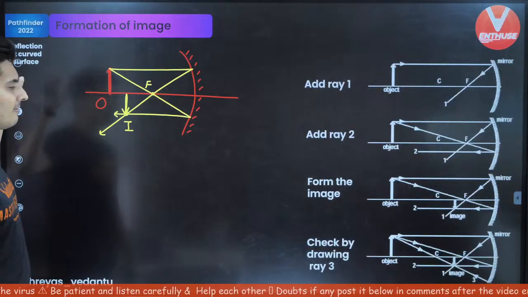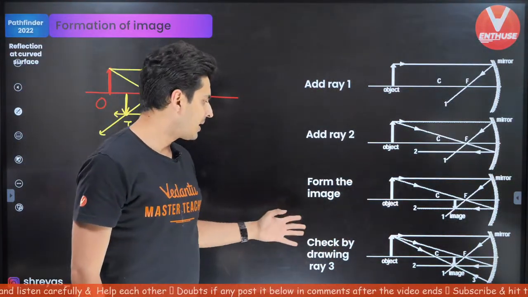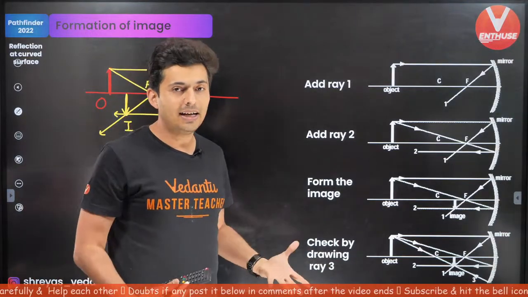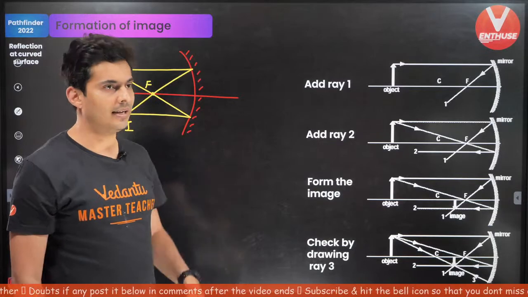So simple ways: draw any one ray, the second ray, see the intersection, and that's it. If you want to verify it, then you can draw the third ray, but it is not necessary or mandatory.